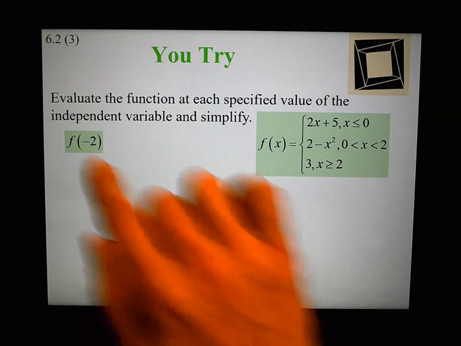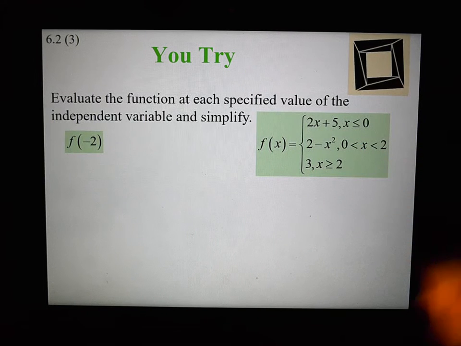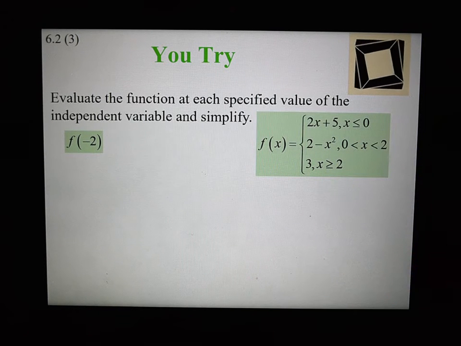Take that -2 and you can only plug it in here, which is only going to give you one result, which makes it a function. Otherwise, it would not be a function.